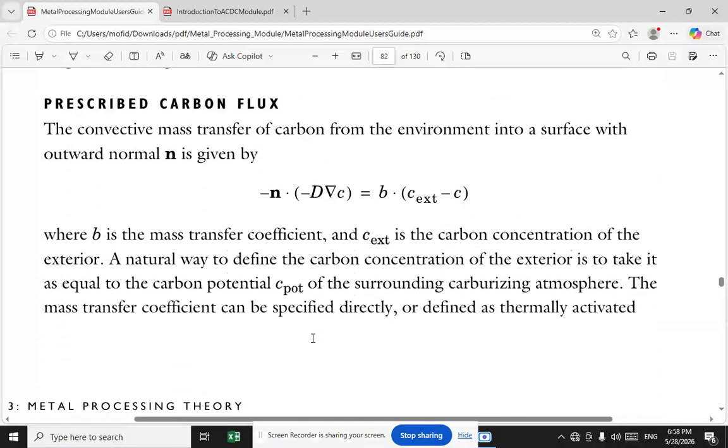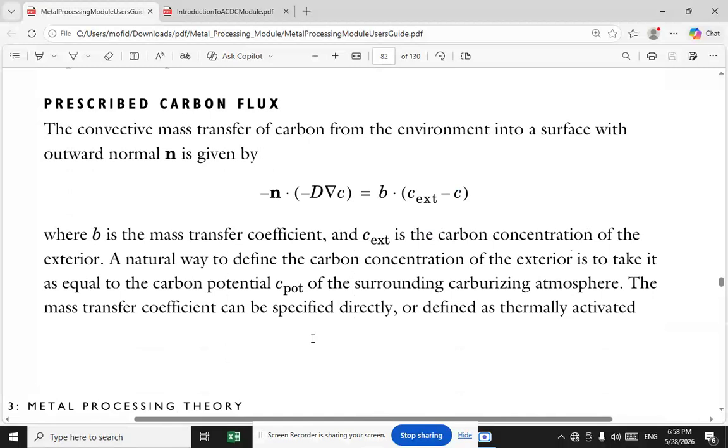Prescribed carbon flux: the convective mass transfer of carbon from the environment into a surface with outward normal n is given by this formulation, where B is the mass transfer coefficient and C_ext is the carbon concentration of the exterior. A natural way to define the carbon concentration of the exterior is to take it as equal to the carbon potential, C potential, of the surrounding carburizing atmosphere.